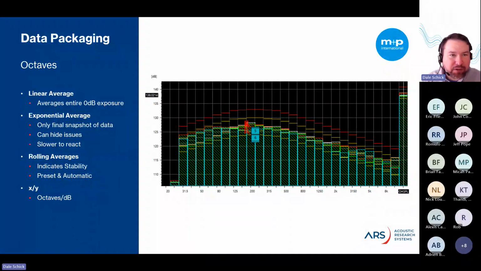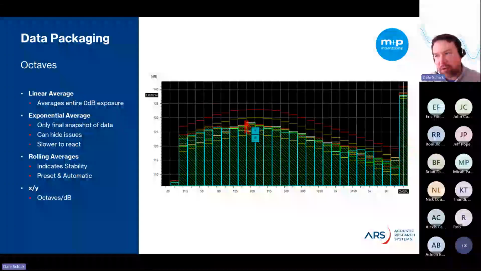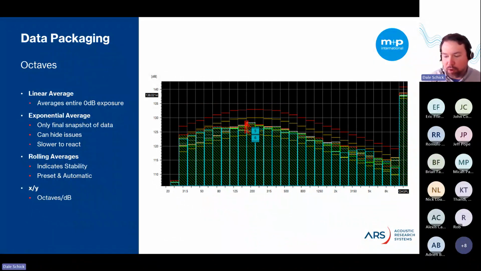Because exponential average, as I mentioned before, only provides a final snapshot of the data, and that can hide issues that can crop up over the test. You also want to use this every 4 seconds to calculate the rolling averages that we mentioned before. Some specifications require 8 seconds, some require 5, some require 4, some even want to see it down to 1. Any of those can be preset in the software. And again, the X and Y plot is really just octaves over dB for this case.